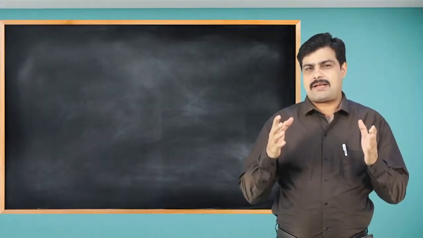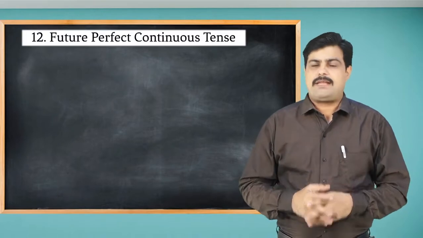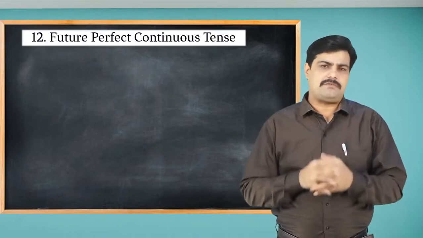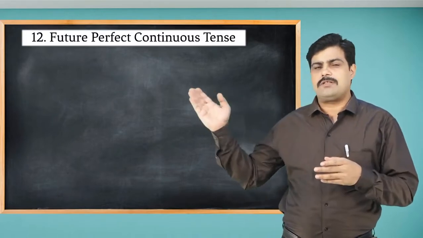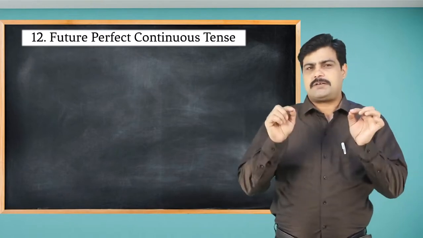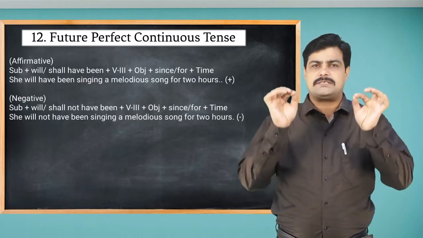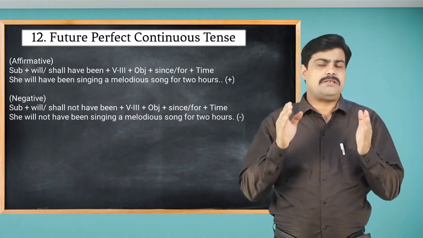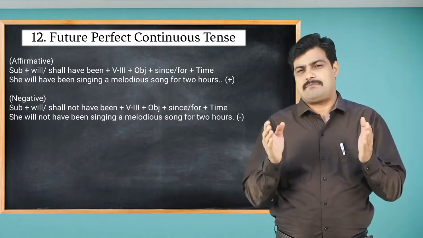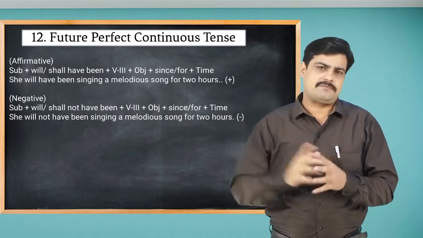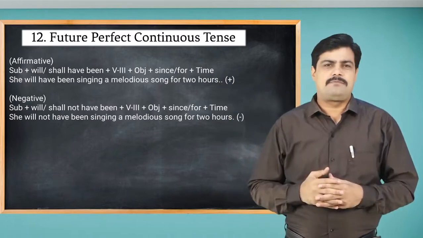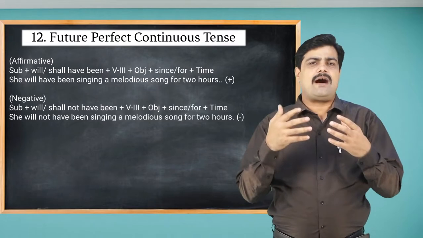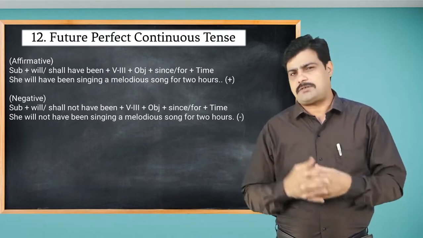Okay, let's take the last one, that is the future perfect continuous. The structure is on the screen. That is subject plus will or shall plus have been plus third form of the verb plus object plus since or for plus time. And this is the affirmative structure. Let's take the example: She will have been singing a melodious song for 2 hours.